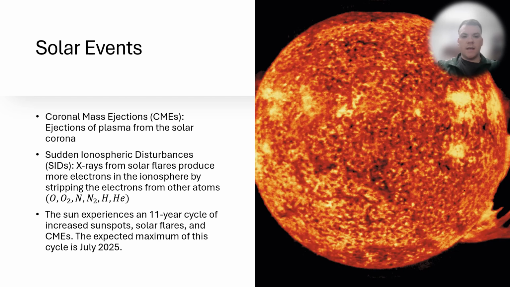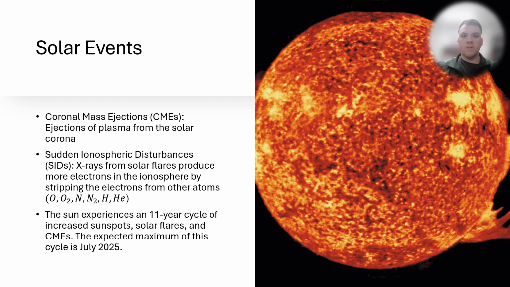Some solar events that cause these electron density variations are coronal mass ejections, where plasma is ejected from the solar corona, and sudden ionospheric disturbances, where X-rays produced by solar flares strip electrons from other atoms in the atmosphere. This can include oxygen, molecular oxygen, nitrogen, molecular nitrogen, hydrogen, and helium.